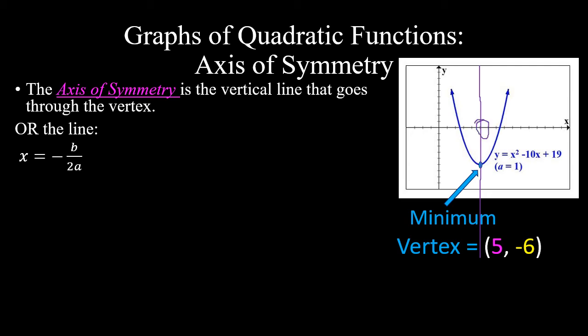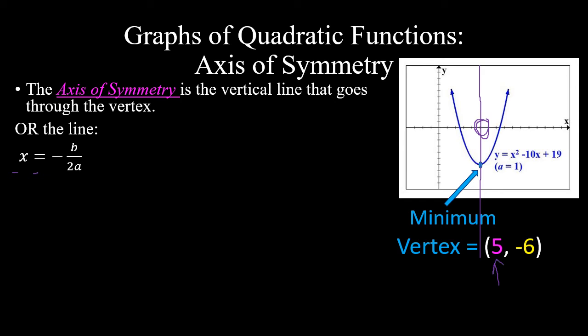It's going through the x. See how it hits the x-axis? It's a line. That's why our line is x equals negative b over 2a, because it's that vertical line that's going through the vertex, okay? So it has to have the same x value as our vertex.